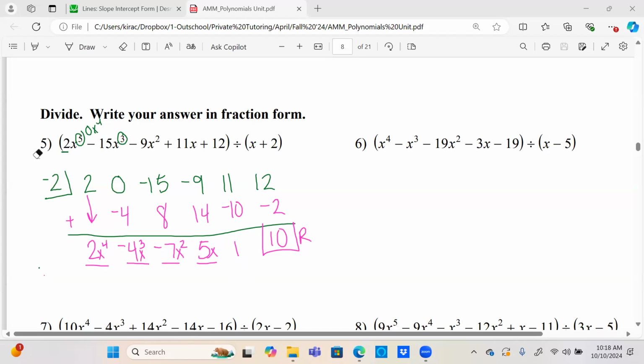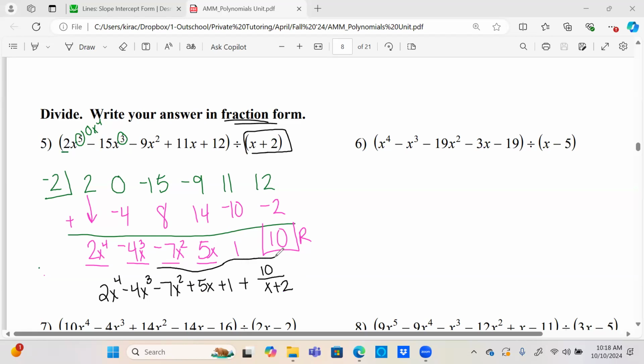All right, so our final result here on number 5 is 2x to the 4th minus 4x cubed minus 7x squared plus 5x plus 1, and now this pesky remainder. See this fraction form? That means we can't just put remainder 10. We're going to say plus, because that's a positive 10, over the divisor. That's what was left over. And that would be your final result.